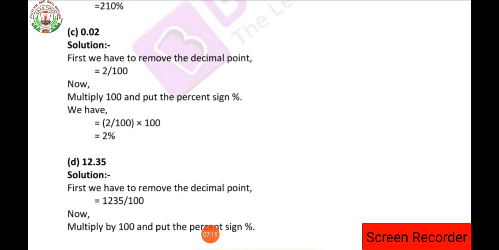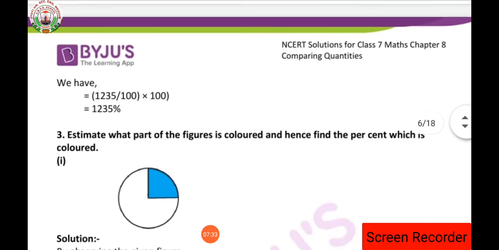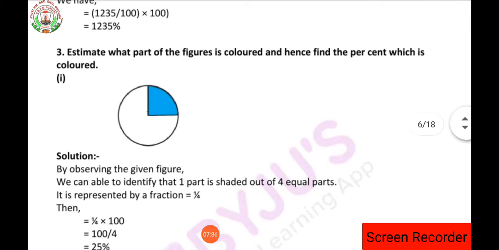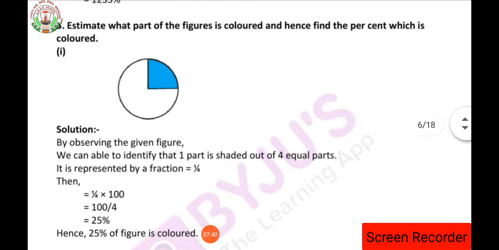So 0.02 will be converted into a fraction first. So 2 upon 100 will be the fraction. This fraction we will convert into the form of a percent. Okay, we will get the answer as 2%, and for the D part we will get the answer, how much percent? It will be 1235%. Clear?